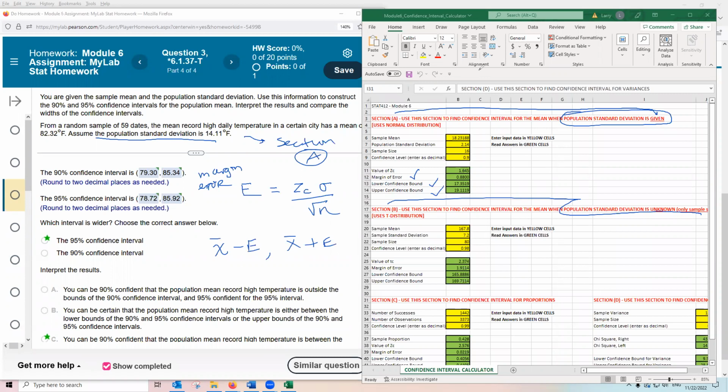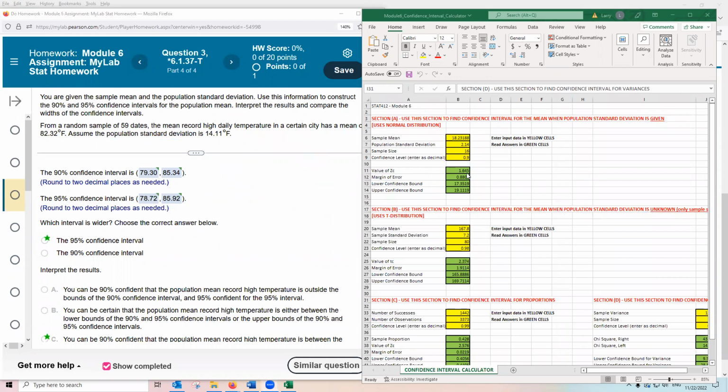Okay, and what you can do in Excel is you can check out these formulas. For example, if I come here and click margin of error, you'll see this is taking that Z sub C number times the standard deviation divided by the square root of the sample size. All right, well, in this Excel spreadsheet, the way this is set up is you enter data in the yellow cells and read the answers from the green cells. So don't type anything in the green cells, only type your input in the yellow cells.